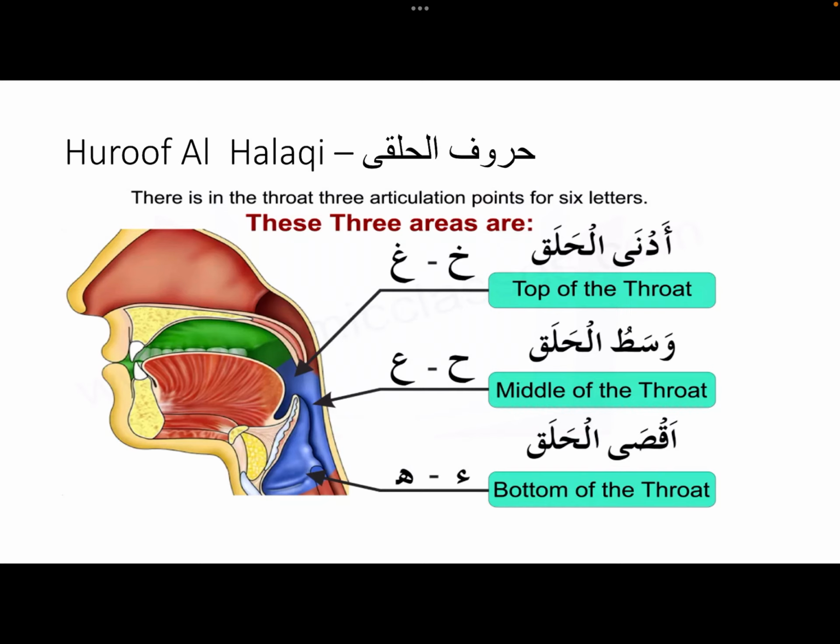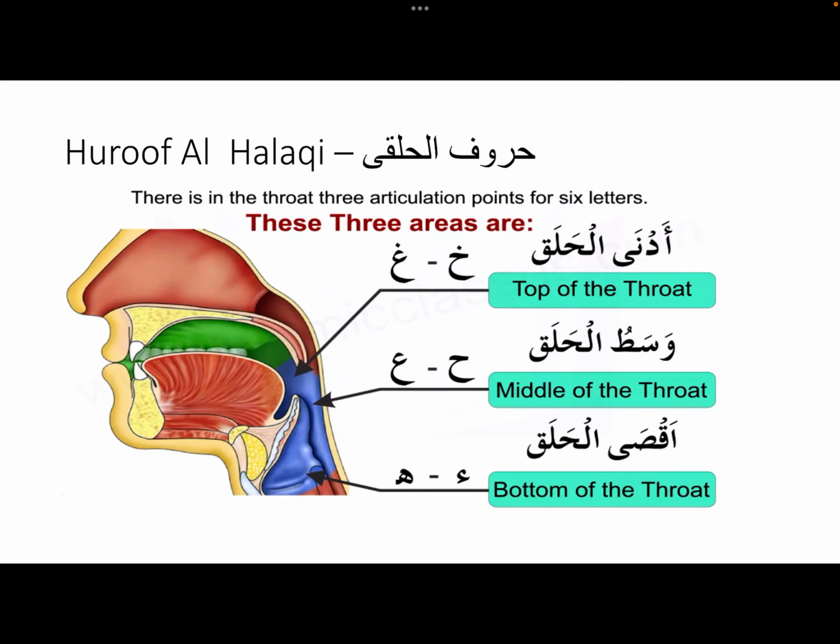You can very nicely feel it when you say kha and gha. If you have done gargling as well, when you gargle you hear the sound of gha, and that is the point which is known as Adna al-Halq.